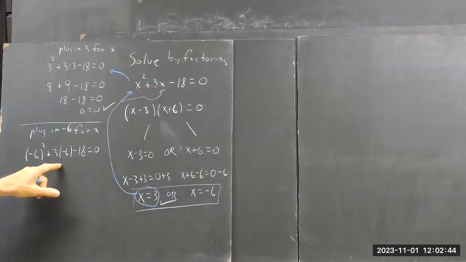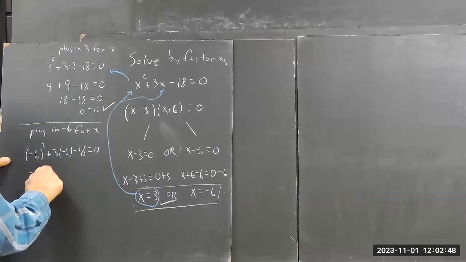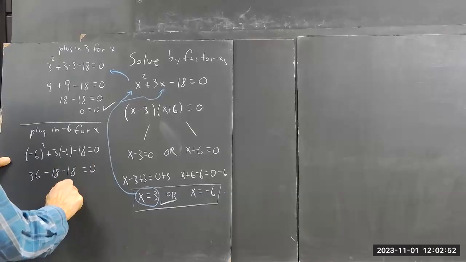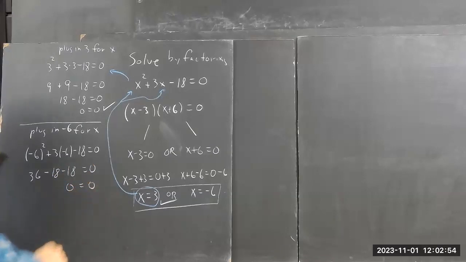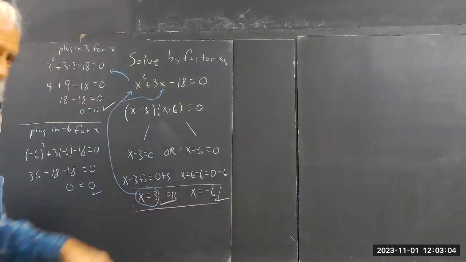Then we plug in negative 6 for x here, and we still have our negative 18. This gives us 36 minus 18 minus 18 equals 0. And you can do the arithmetic. 18 and 18 is 36, and it's going to be minus 36. This is plus 36. 0 equals 0. A check mark there and a check mark there, and now we've got our solutions.